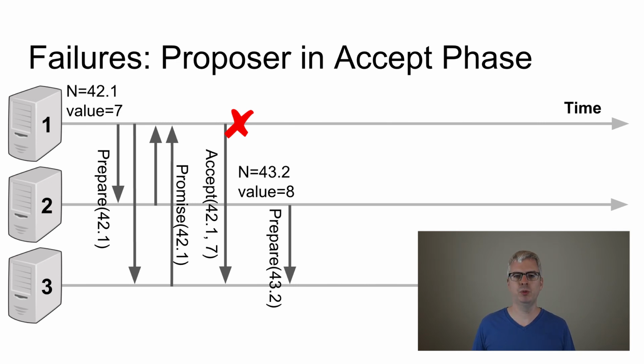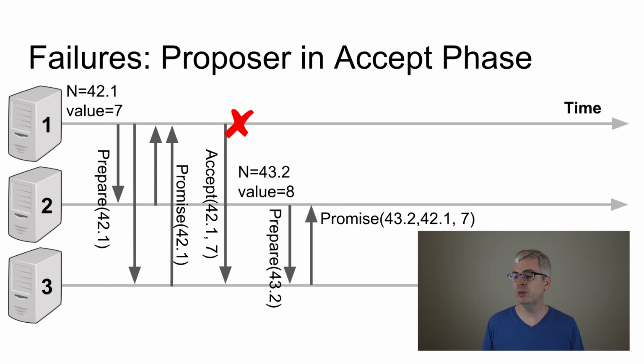I prepare 43.2, and server 3 responds with, I promise 43.2. Actually, in the past, I've received 42.1 with a value of 7. So this is a new wrinkle. A promise response responds either with simply the n saying I promise to ignore everything from earlier n, or it responds with a promise saying, here is the n you just gave me, and by the way, here is the n that I've last heard with a value associated with it, so I've already promised and accepted this value from someone else. And this is where the magic of Paxos happens.